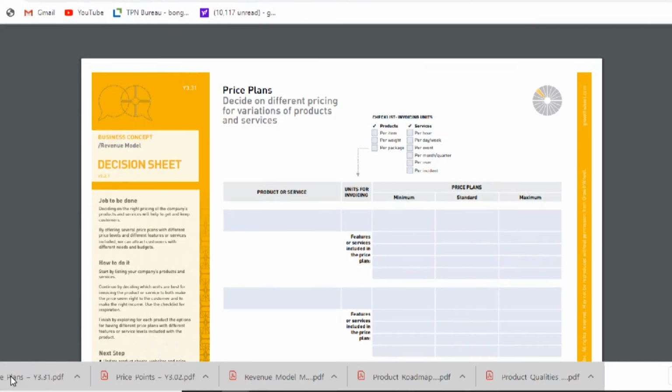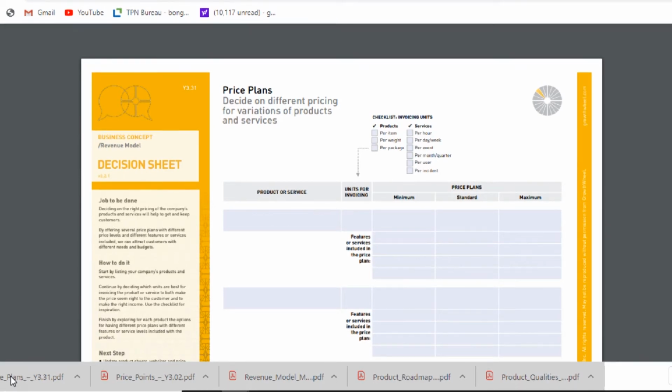Some people package coffee and milk together, and then they are able to price it that way as a package. That is the type of package that we mean when we say we price per package.